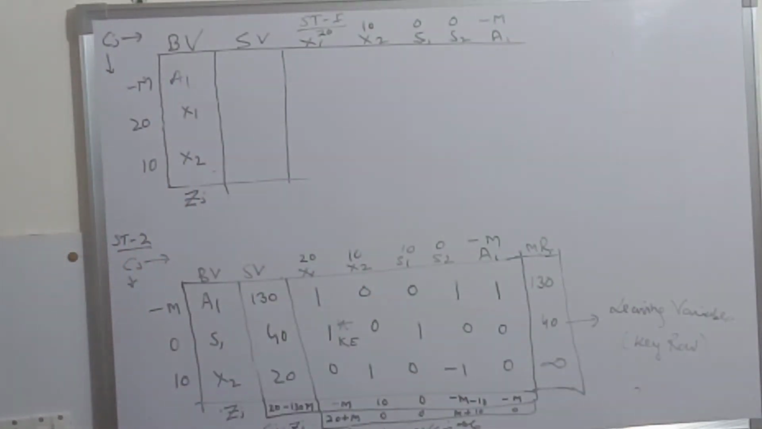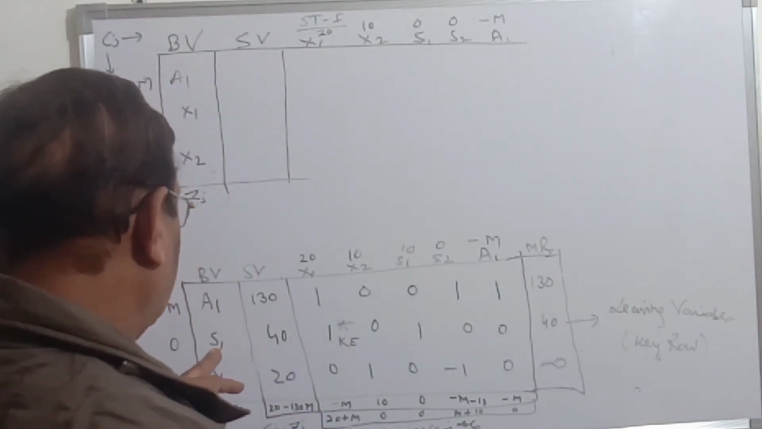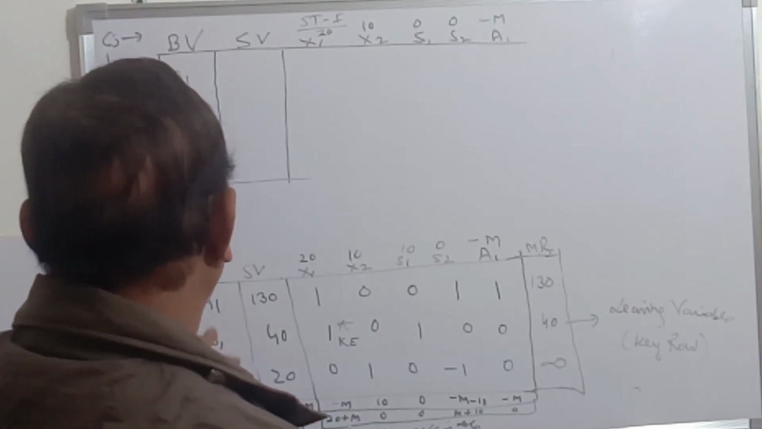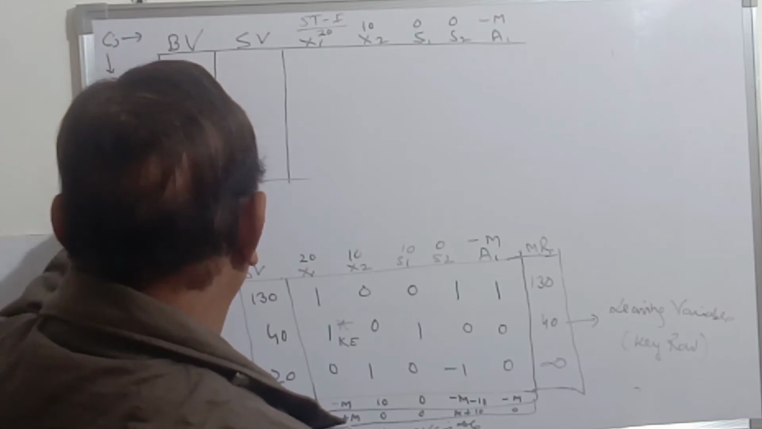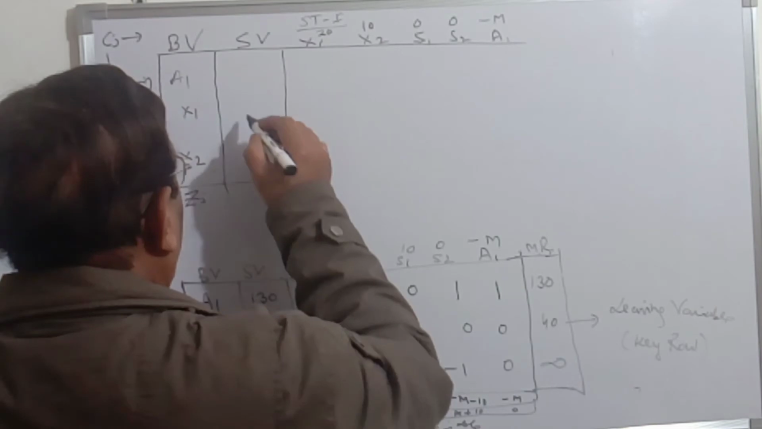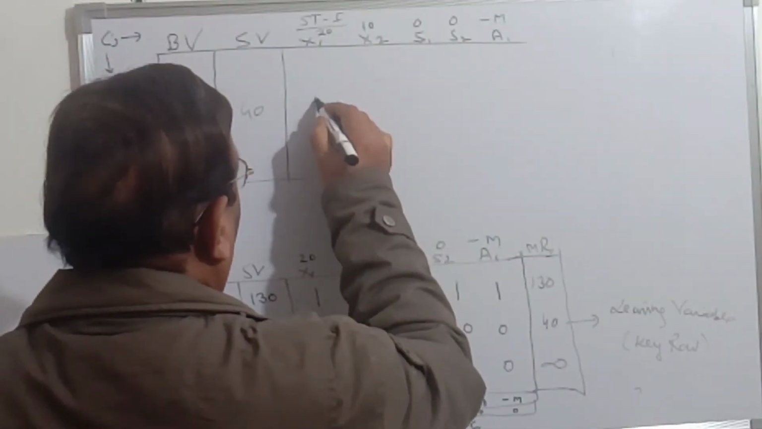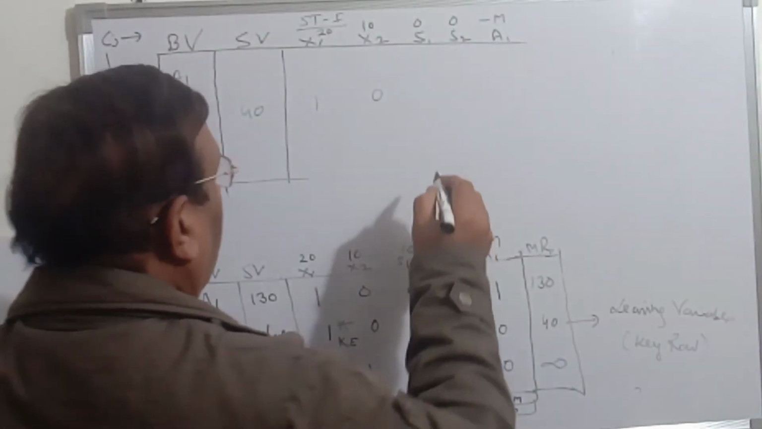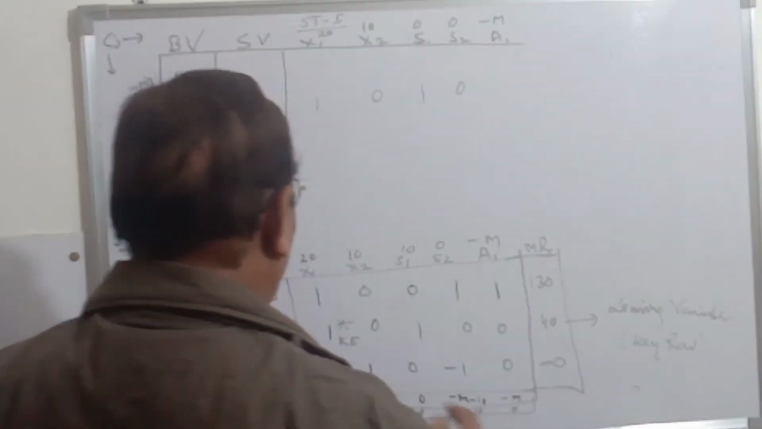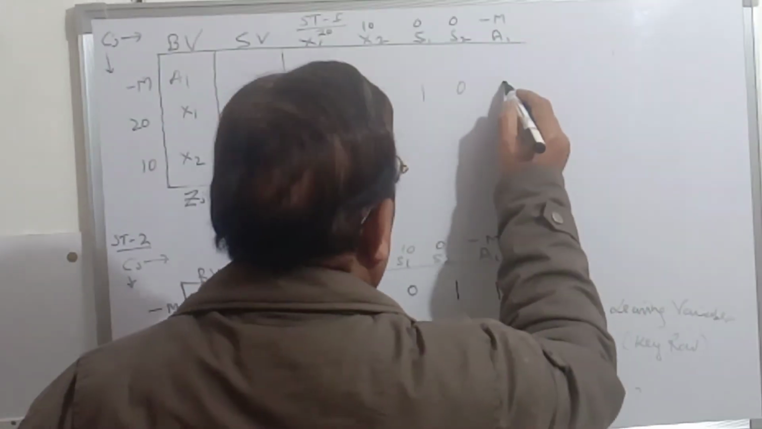Now, in place of S1, surplus variable, select variable, it will go, and in this place X1 will enter. X1 has entered now. Now here, this is key element, write down as it is 40, 1, 0, 1, 0, 1, 0, 1, 0, 0.